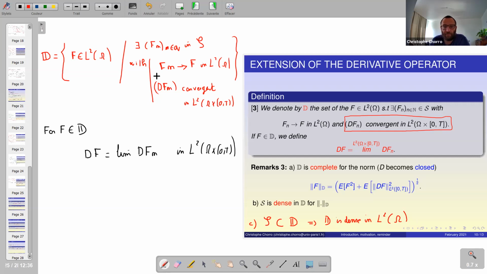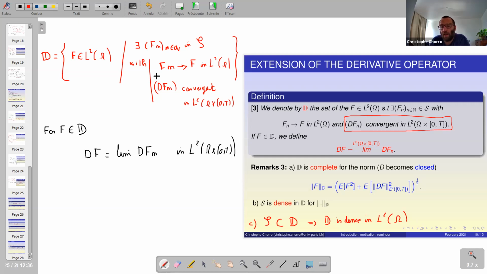Second remark: how D is in fact built. I start from S and from sequences in S. I consider sequences in S, and I said that if the sequence is convergent and if the sequence of the derivatives is also convergent, then the limit is in D, by construction of D.